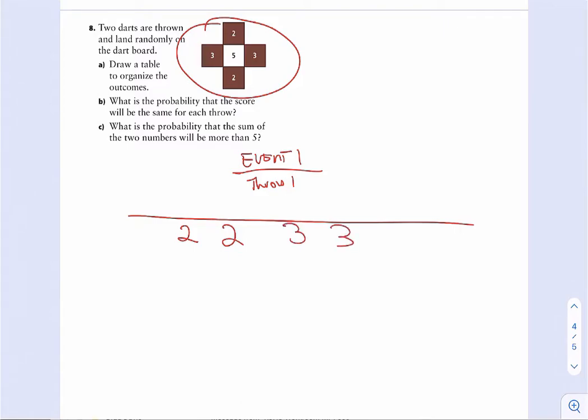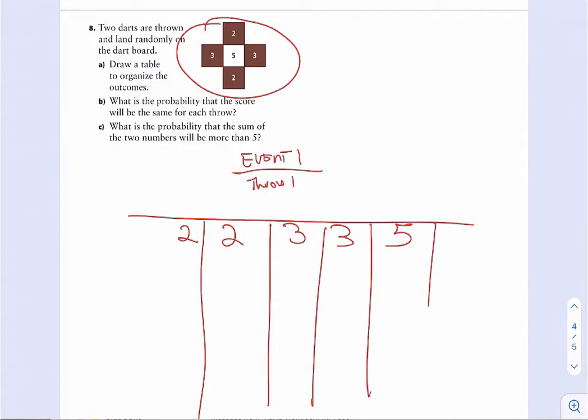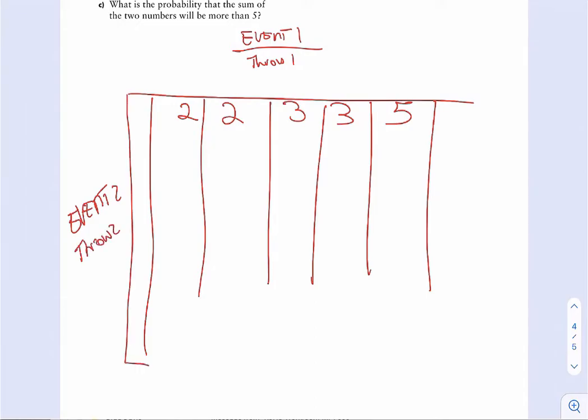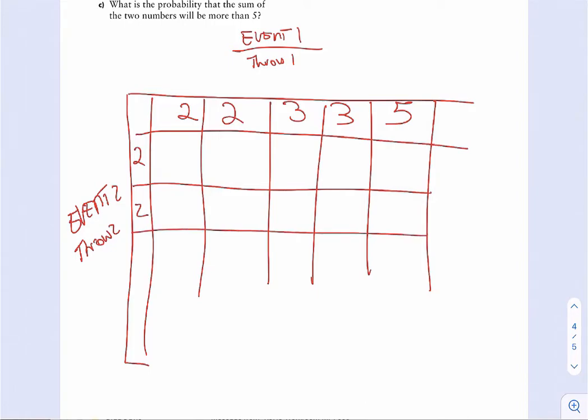3, 3, and 5. Okay, so those are what's possible on the table. Okay, throw number 1, I could get any of those things. So what's event number 2? Event number 2 is throw 2. So what's possible in throw number 2? Those same things again. I can score a 2, I can score a 2, I can score a 3, I can score a 3, and I can score a 5.